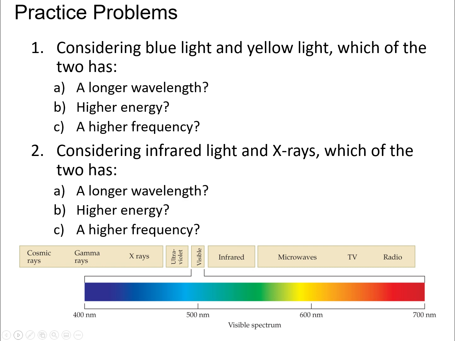We're going to consider blue light and yellow light. So if your answer is blue, you can put a B. Yellow, you put a Y. I've got your reference chart down at the bottom, which you will not get for your exam. So you'll need to know this. Of these two, blue light and yellow light, which one has a longer wavelength? You could put a B for blue or a Y for yellow.